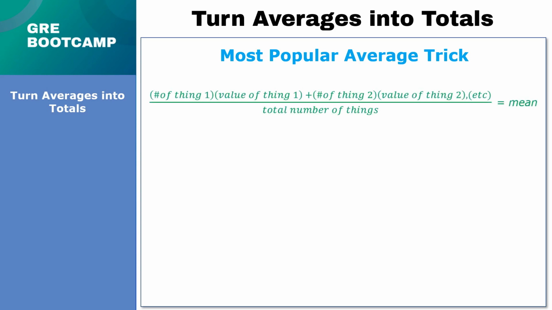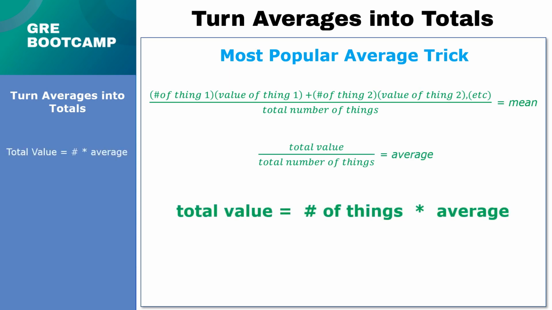So as you know, this is the formula for calculating the mean. Now the numerator we can think of as like the total, because it's the total number of points that all the students scored on the test, or it's the total salary paid to all the employees, etc. So that means the average mean formula is really just this. And with a little bit of algebra, we arrive at the most useful and most used average formula on the test. Total value equals number of things times the average. This is super common and absolutely critical, and you're definitely going to see it on the test.